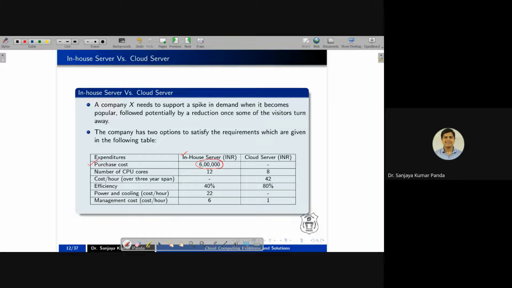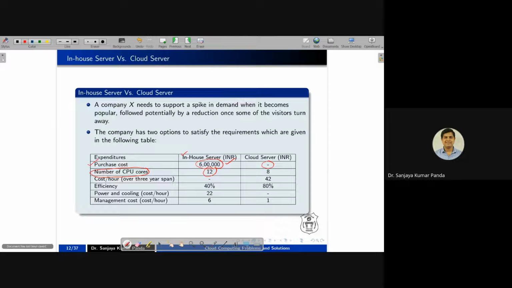But when you go for cloud, do you need to purchase infrastructure? No, right? We will get a virtual server from the cloud, but we are not purchasing it. Simply, I can say I am renting the server, right? That's why the cost is not given here. That is nil.